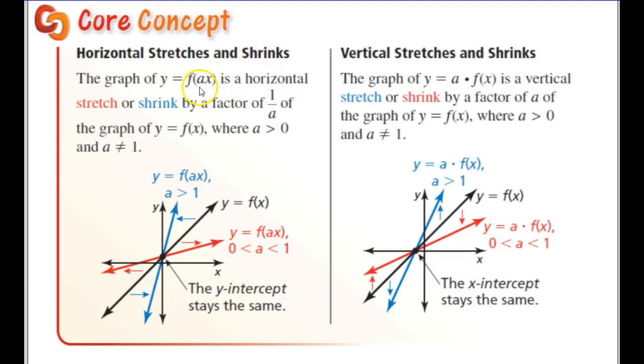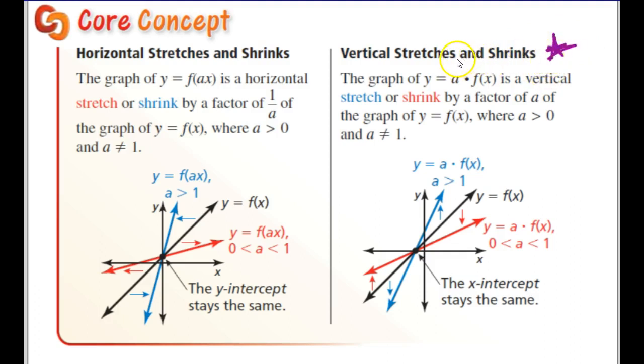We use the letter A to denote stretching and shrinking. Think of a stretch as if I was to pull on the top of your head, you'd get taller and skinnier. And if I was to shrink you, that would make you shorter and fatter. So that's really what we're looking at. And I want you to focus over here on our vertical stretches and shrinks. This is what we're really going to be using a lot.